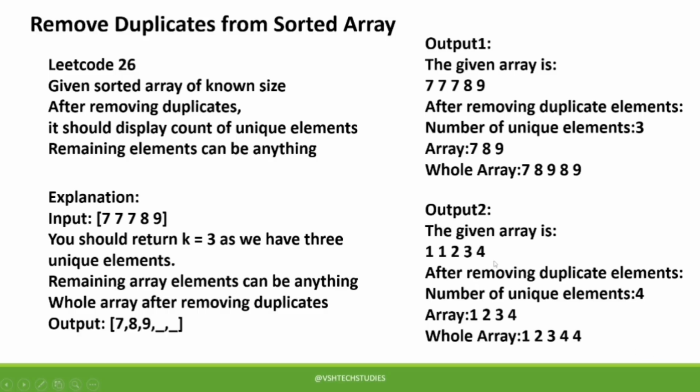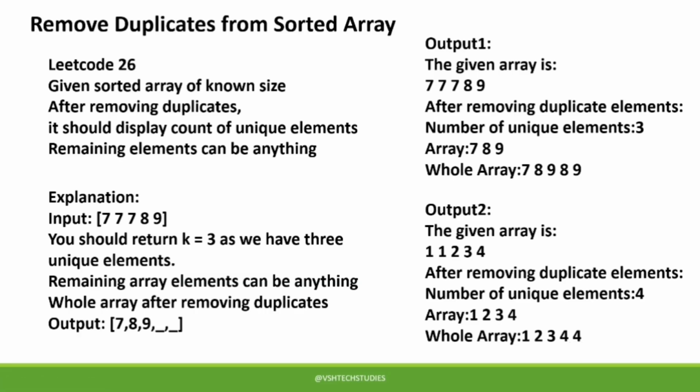Then output 2, for the same program, if you give this input, after removing duplicates the number of unique elements is 4 here. So 1, 2, 3, 4, because 1 is repeated twice, only one will have to be taken. So the array is 1, 2, 3, 4. Whole array if you display, first k equal to 4 unique elements only matter. The remaining elements, shown this way, can be anything. So this is the problem statement.